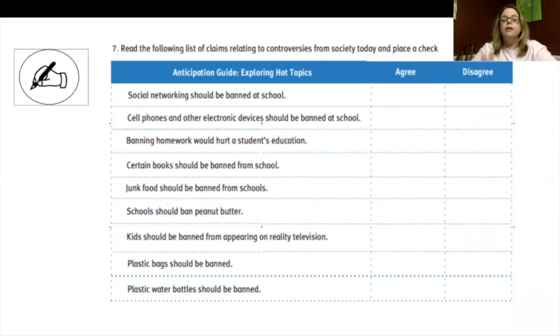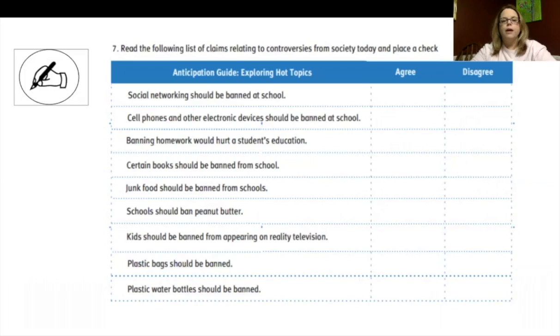I'm going to read them, and then you give yourself a little check mark with whether or not you agree or disagree. Social networking should be banned at school. You agree or disagree? Cell phones and other electronic devices should be banned at school. Do you agree or disagree? Banning homework would hurt a student's education. Agree or disagree? Certain books should be banned from school. You agree with that, or do you disagree with that?